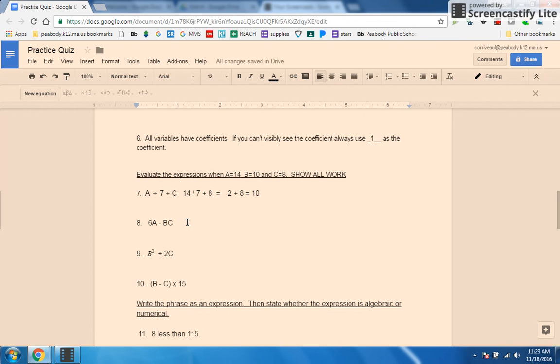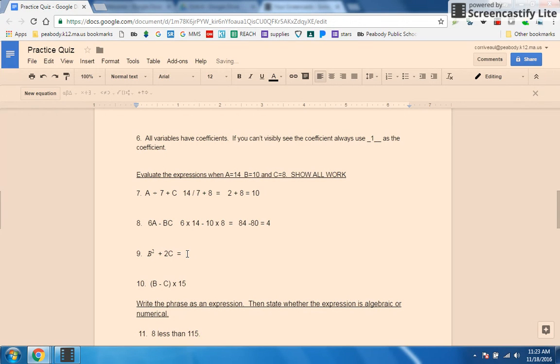For number 8, a number next to a letter means times, so I'm just going to rewrite it as 6 times A, which is 14, minus B times C, so that is 10 times 8. You want to do your multiplication first for PEMDAS. So 6 times 14 is 84, 10 times 8 is 80, and then 84 minus 80 is 4.